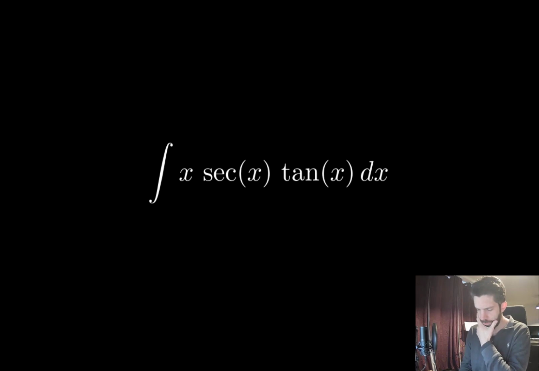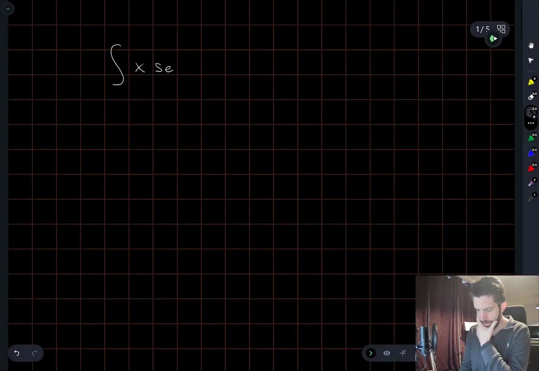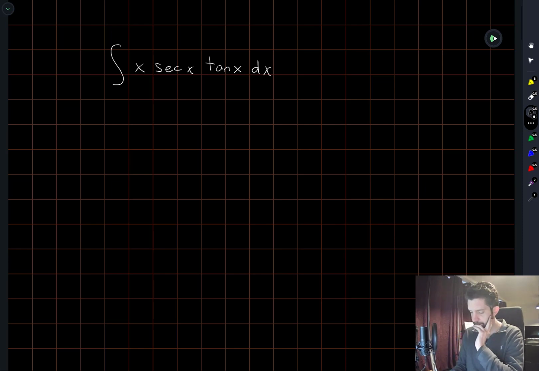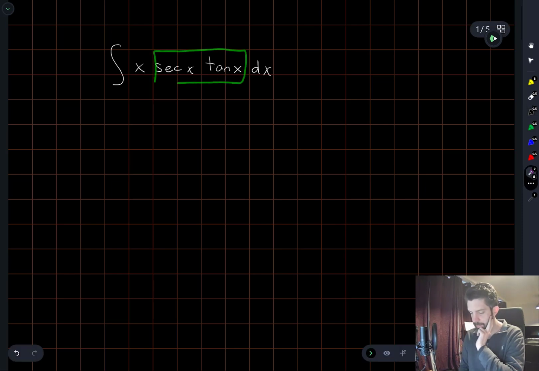Okay, so my first instinct here right away is that I think I know the antiderivative of secant x tan x. It is secant x. So the derivative of secant x is secant tan. So I know how to integrate that, and I know how to differentiate that. So this looks like a straight up integration by parts problem.